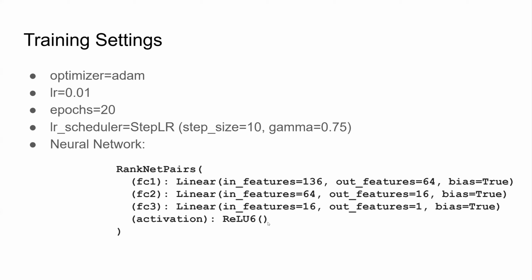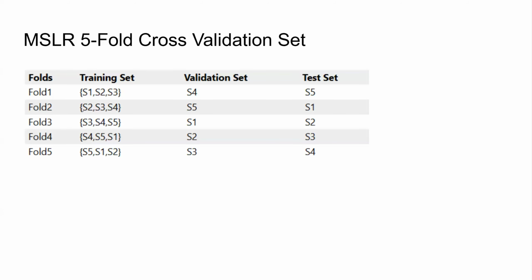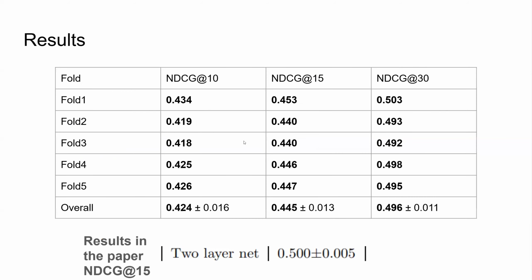Okay. And yeah, the MSLR dataset is divided into five folds, and each fold has five sets. For fold one, they use set one, set two, set three as the training set. Validation set is set four, and test set is set five. And yeah, I did the five-fold cross validation for this, and these are the results that I got.